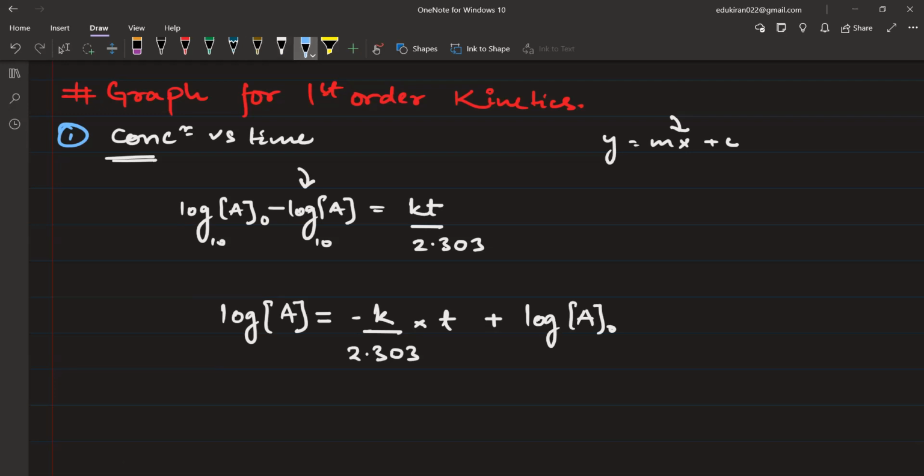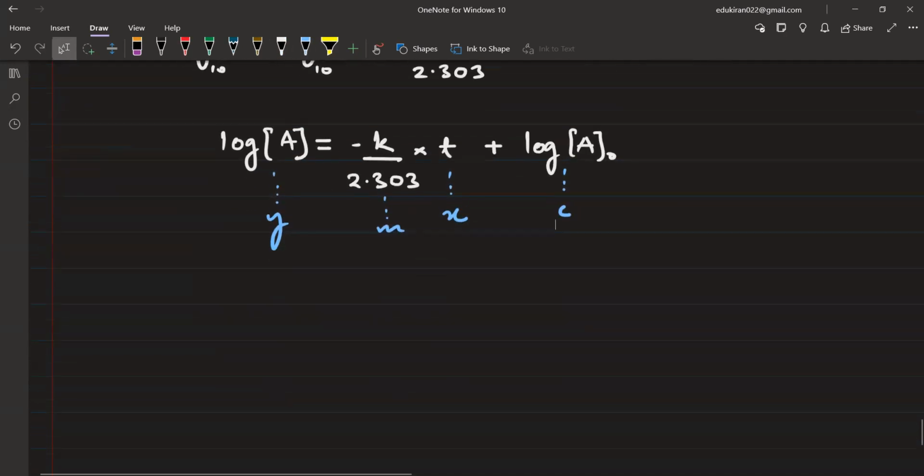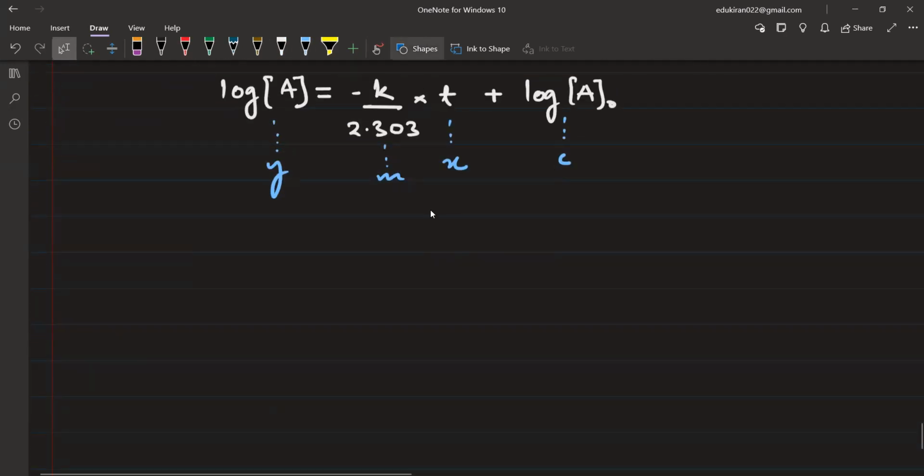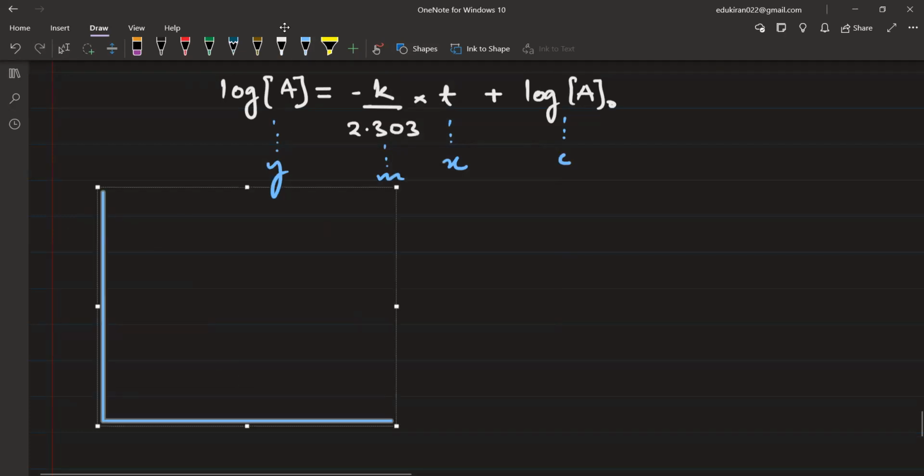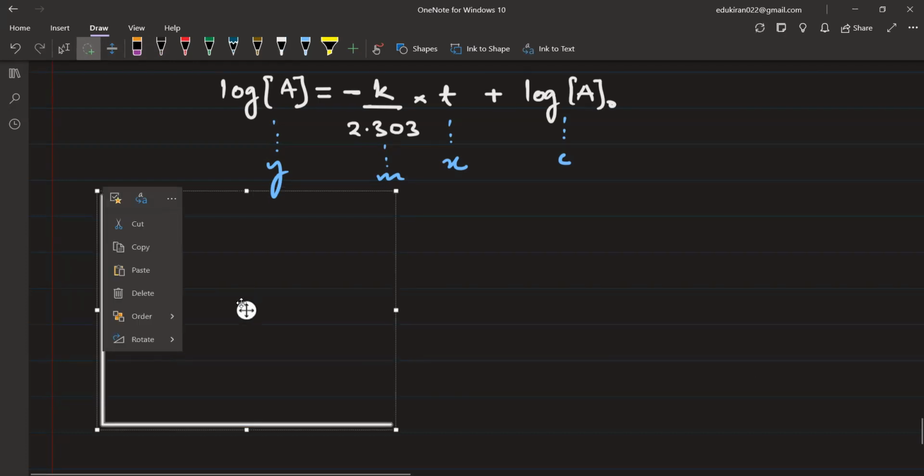Okay. So this is your y. This is your m x plus c. Now draw the plot. So in this structure we have our slope is going to be negative, obviously, and my intercept is going to be positive. Okay, so that is why let's shift it a little more this side.